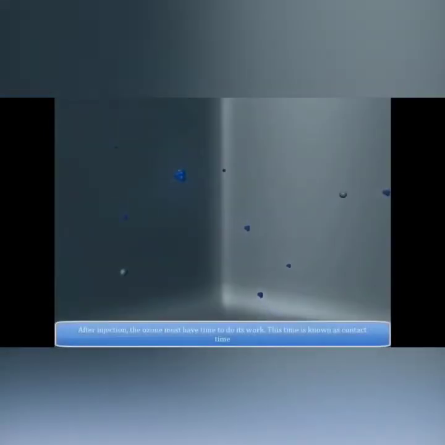After injection, the ozone must have time to do its work. This time is known as contact time. Contact time is the time ozone has to oxidize and disinfect, or the time the water is allowed to hold the disinfectant. For ozone, contact time is measured from the point of injection to the filter. The contact time needed varies with the matter to be oxidized.